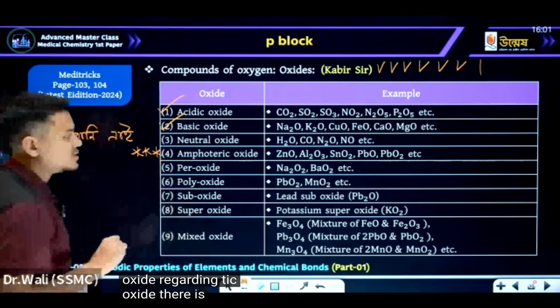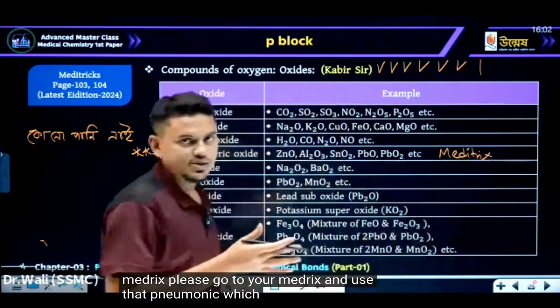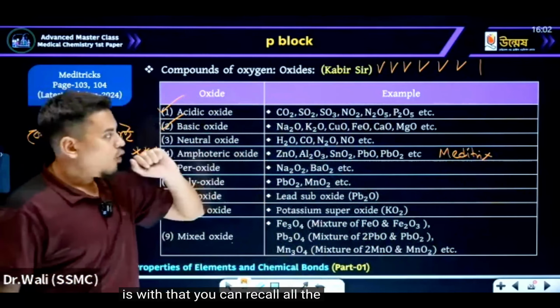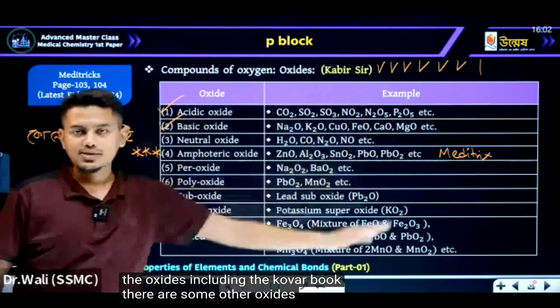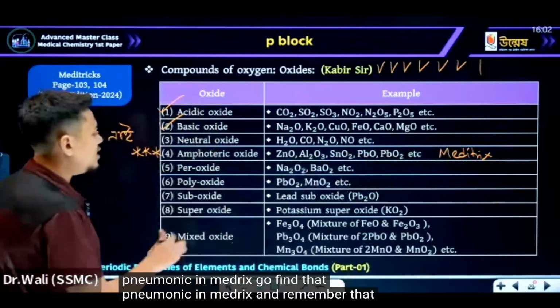Regarding amphoteric oxides, there is a mnemonic in your Minitrix. Please go to your Minitrix and use that mnemonic, which is Johnny Tumi Aaj India Gele Shona Pabi Pabe Bollam. With that, you can recall all the oxides, including those in the Kovir Sir book. There are some other oxides as well in your Hazari Sir book. You have a complete mnemonic in Minitrix. Go find that mnemonic in Minitrix and remember it.